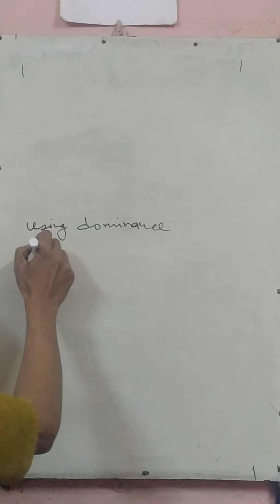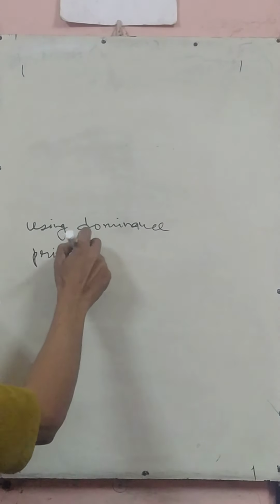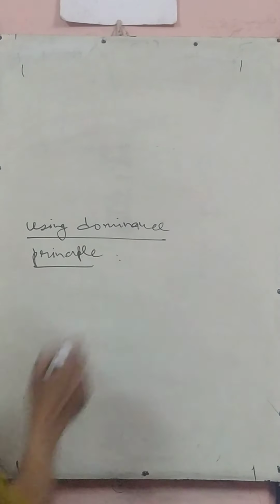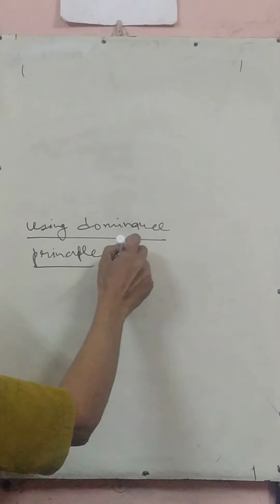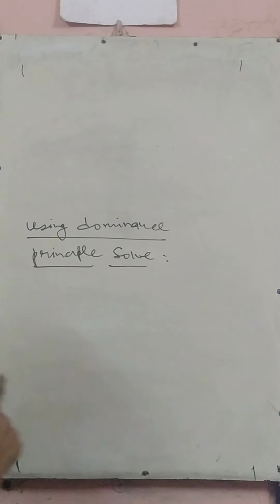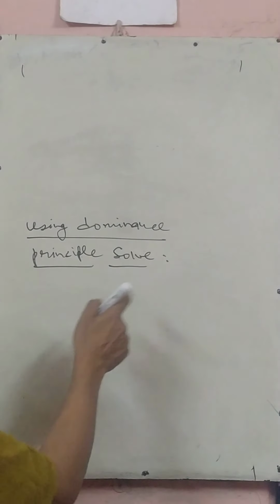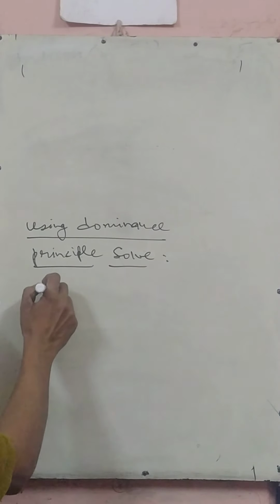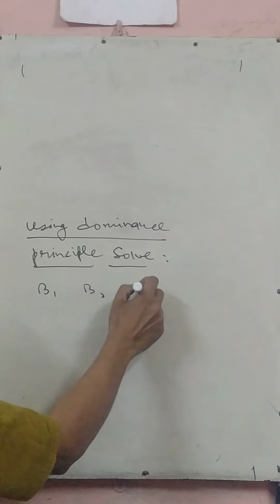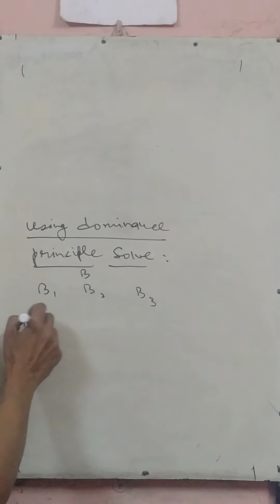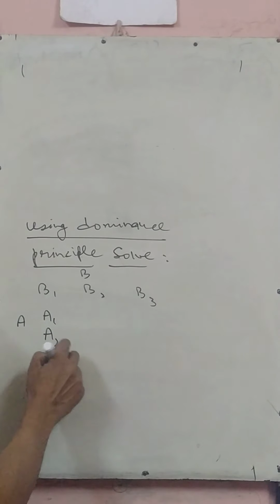But now I want to do another problem using, as I mentioned, the dominance principle. If it is mentioned, using dominance principle solve. So what is the difference? In the previous case, I had not mentioned the name of the method. The last problem, I can say, is not completed. We will complete that problem next time. But for the time being, we are learning how to apply the dominance principle. The dominance principle is mentioned in the question: using dominance principle solve the game. The question is like this: B1, B2, B3 are the 3 strategies for B, and A also has 3 strategies: A1, A2, A3.